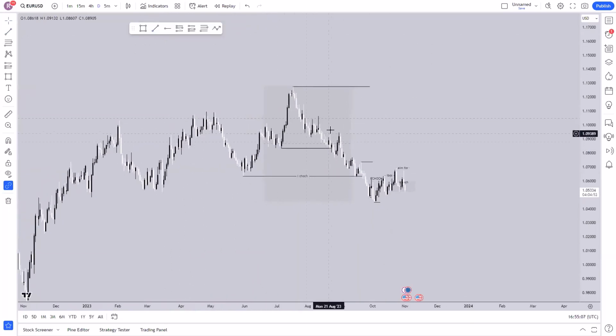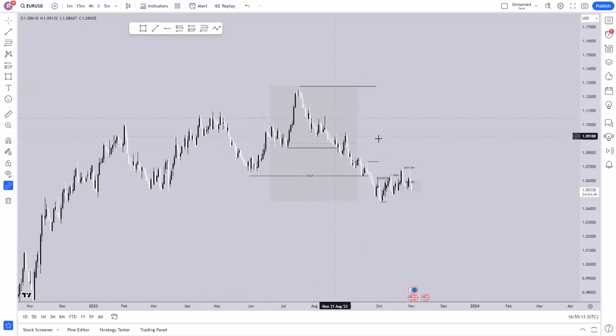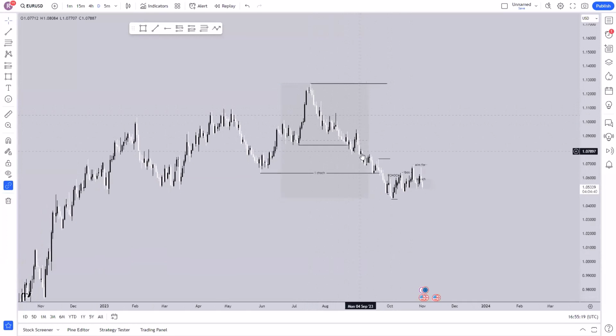And once we have that fractal change of character, which we can see we wicked below and then finally closed below it, what does that indicate? That indicates that we are now getting an internal pullback, which we actually do get, an internal pullback into the discount of this low. But then what happens? We get an internal break of structure or an internal change of character.